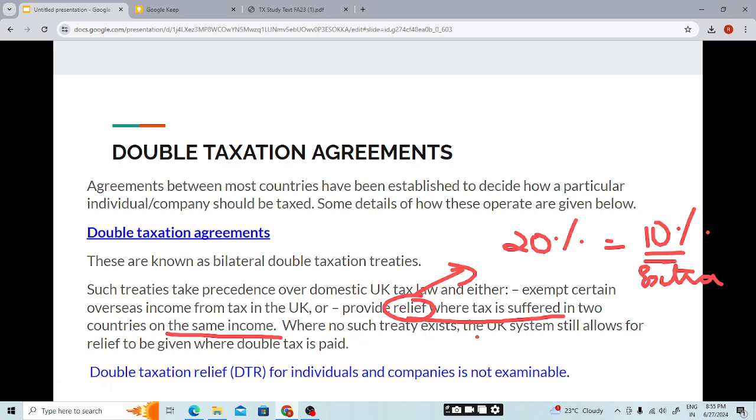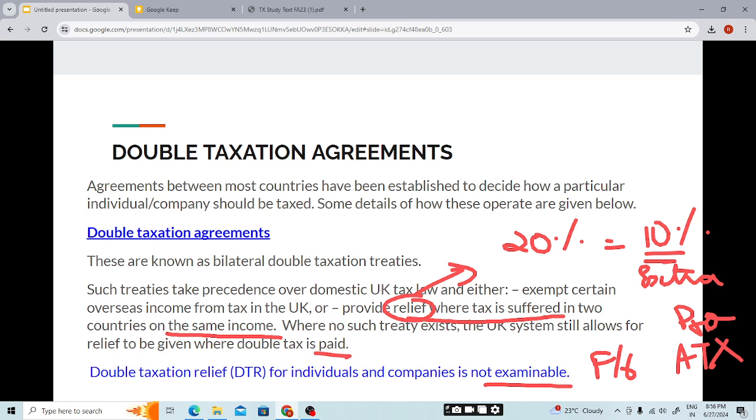Where no such treaty exists, the UK system still allows for reliefs to be given where double tax is paid. Double taxation relief for individuals and companies is not examinable for F6. This will be examinable in ATX, your professional papers, if you opt for professional papers.